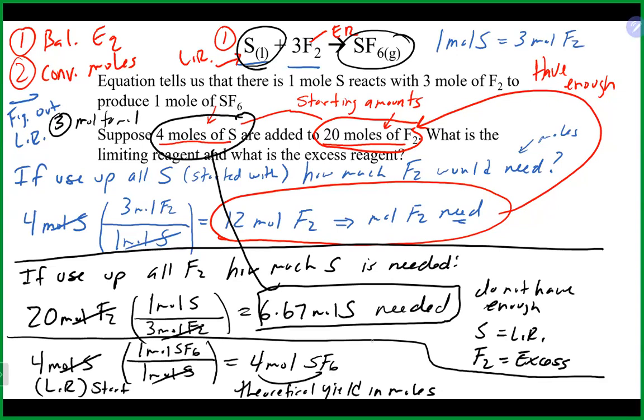And again, obviously, if we wanted to finish, we will do a different example. But if we want to finish, we could get to grams of SF6 by using the molar mass at this point from the periodic table.